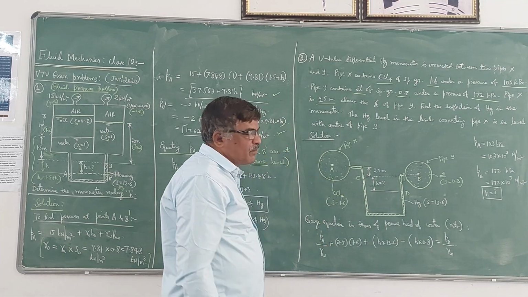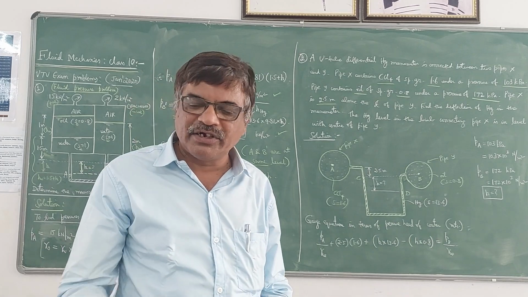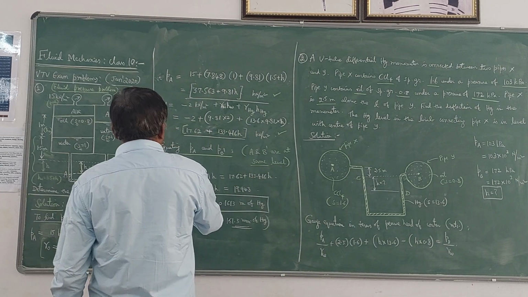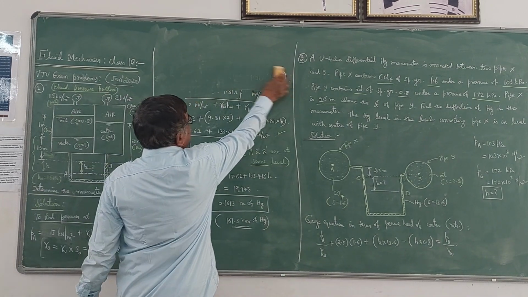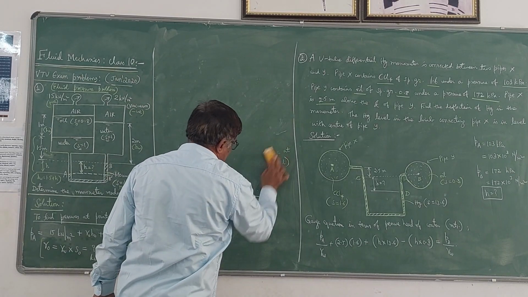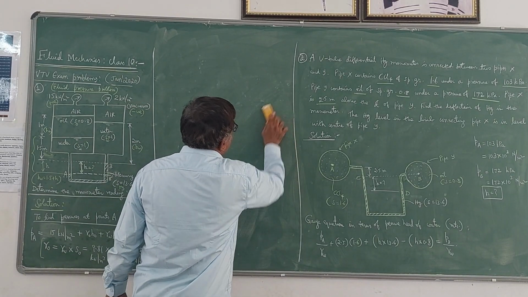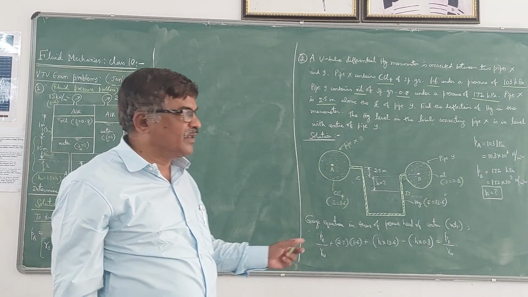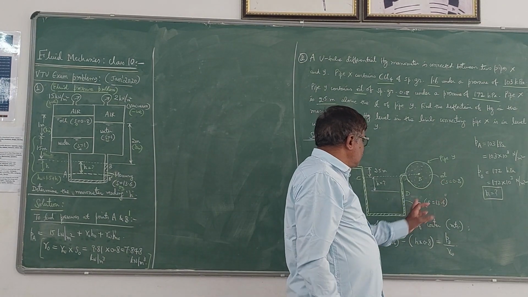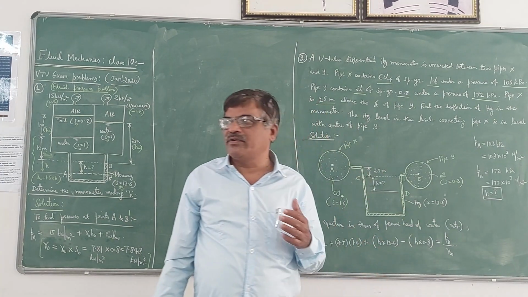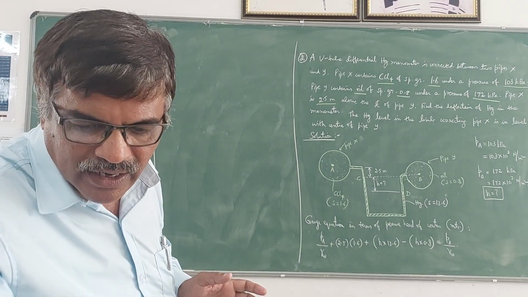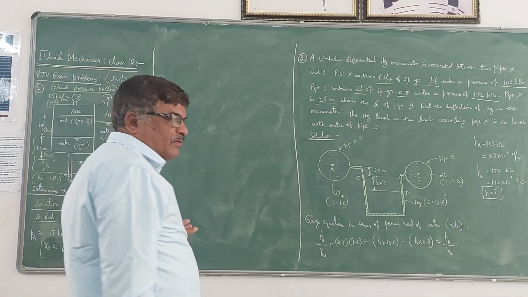Now you can solve this problem by writing the gauge equation, which I had explained in the earlier video, in terms of meters of water. So I will write the gauge equation in terms of pressure head of water, because here you can see that there are three different liquids present in this system: carbon tetrachloride, oil, and mercury. All three have different specific gravity values. So to solve the problem, better you convert them into a single liquid, that is the standard liquid, water.